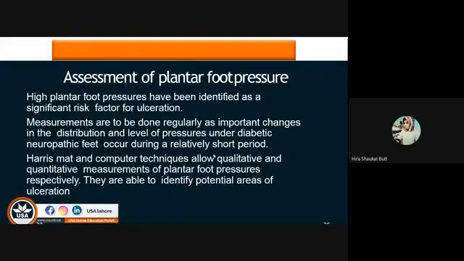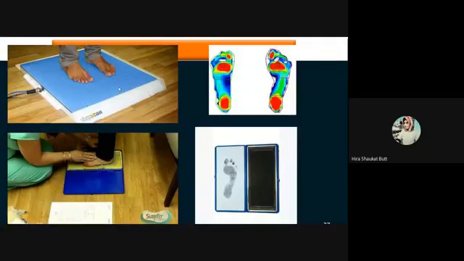And if we talk about the assessment of plantar foot pressure, then obviously high plantar foot pressure has been identified as a significant risk factor for ulceration. Always, always, measurements are to be done regularly as important changes in distribution and level of pressures in diabetic neuropathic feet occur during a relatively short period. So the Harris mat and computer technique always allow qualitative and quantitative measurements of the plantar foot pressure respectively, and through this we can identify the potential area of the ulceration.